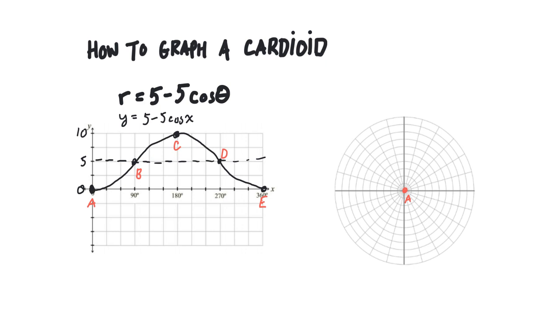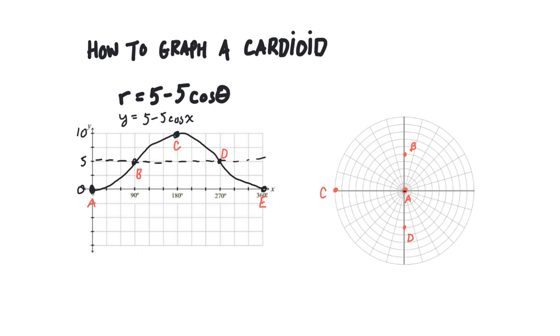Since A has coordinates 0, 0 in rectangular and also 0, 0 in polar, it'll be right at the pole. B, meanwhile, will be at 5, 90 degrees, so right up there. C is at 10, 180 degrees, so way off to the left. D is at 270 degrees and a radius of 5, so you'll find D right down there. And E will be right back where we started with A.